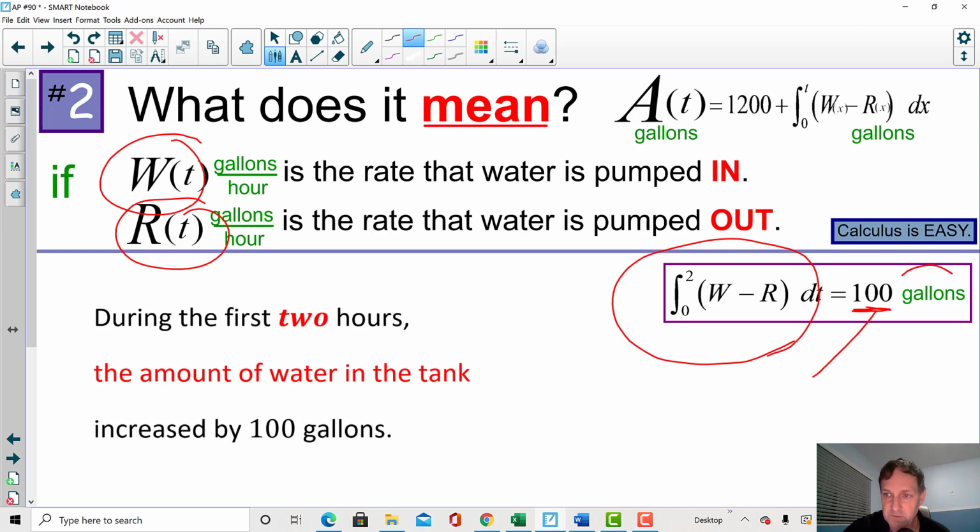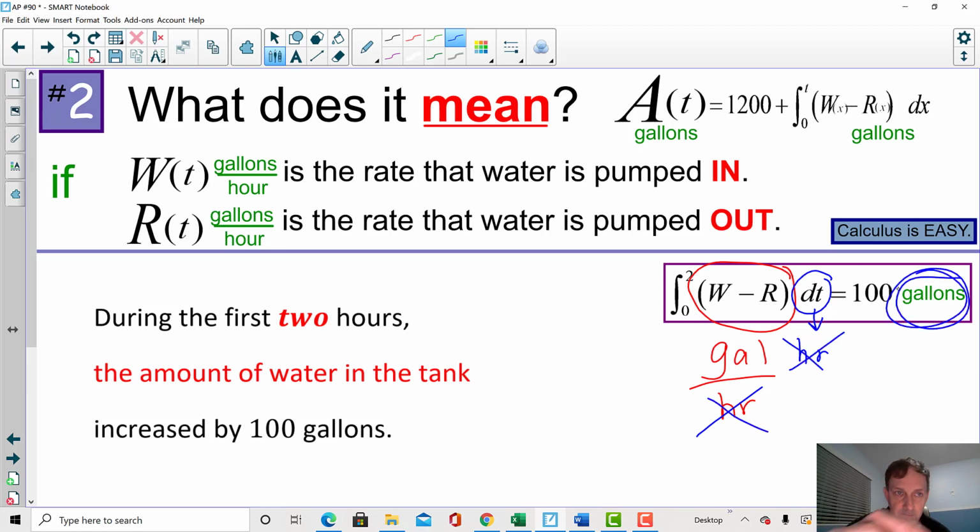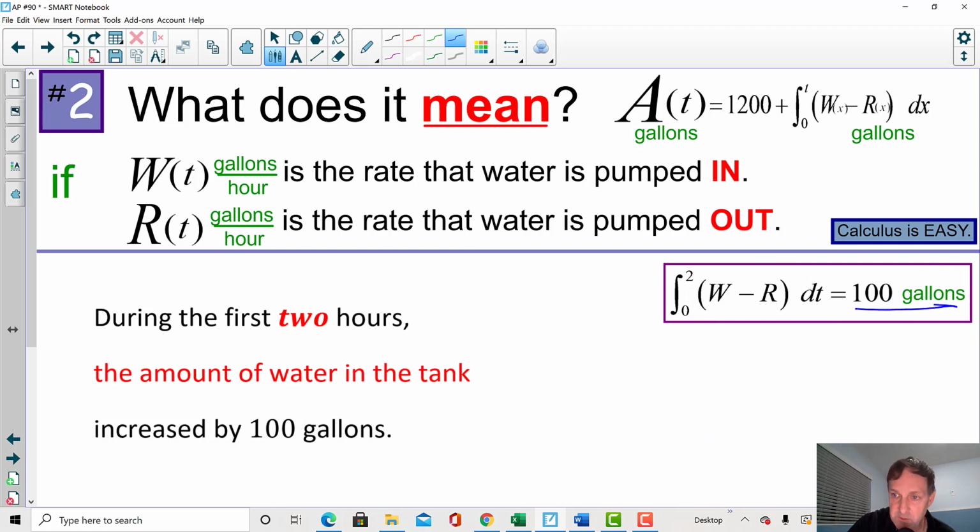The reason I know that the units are gallons is because we're doing the integral of something that has units of gallons per hour. So again, these two things here have units of gallons per hour. And then there's a dt sitting right next to it. dt is time, and the time is going to match. It's also going to be hours. So that's the reason that one of the units of hour is going to cancel. And your final units will just be gallons. So that's important. We always need to know the units.